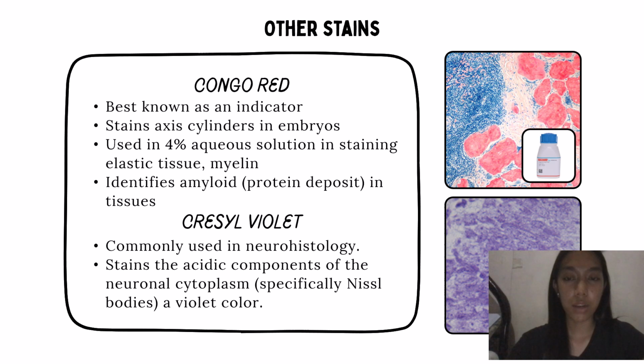Next is the cresyl violet, which is commonly used in neurohistology to stain cell bodies within the neuronal cytoplasm. It highlights the acidic components of neurons, which are critical for visualizing cellular details in the brain and the spinal cord.